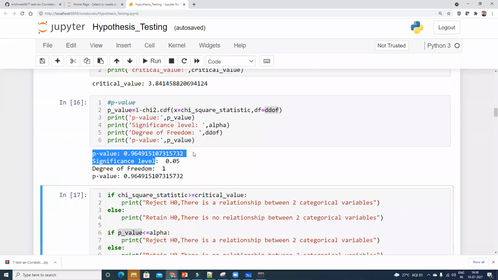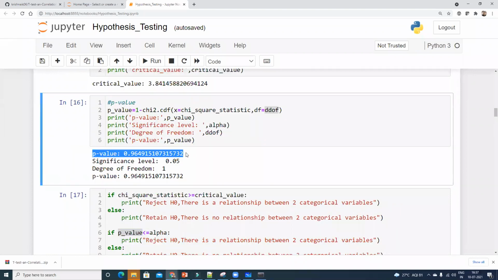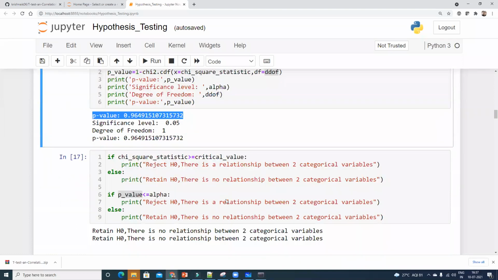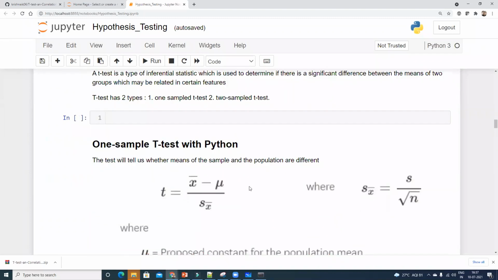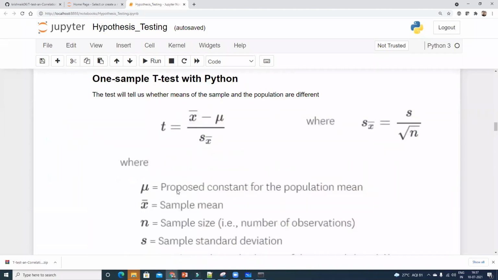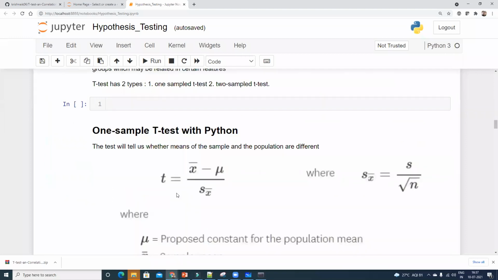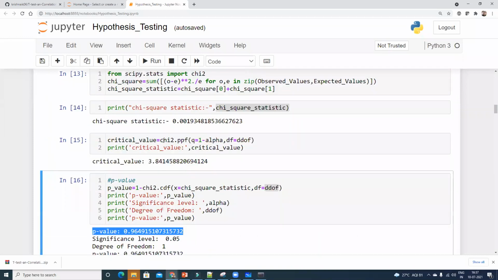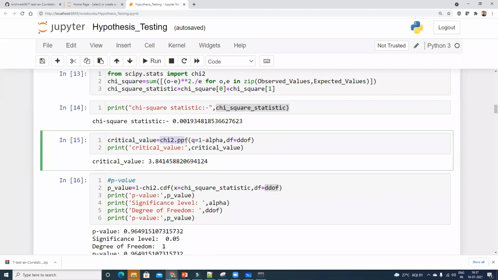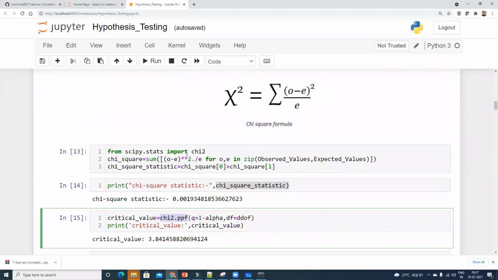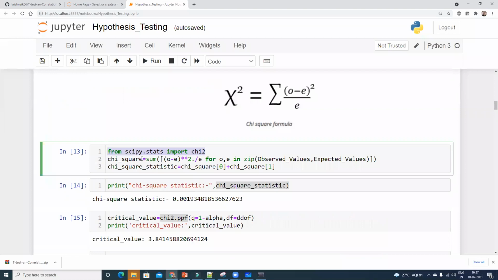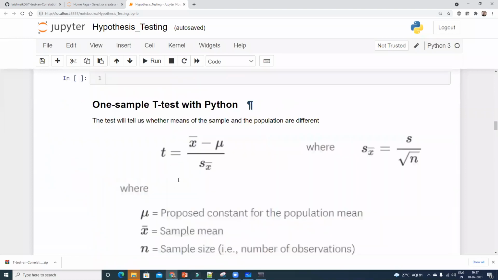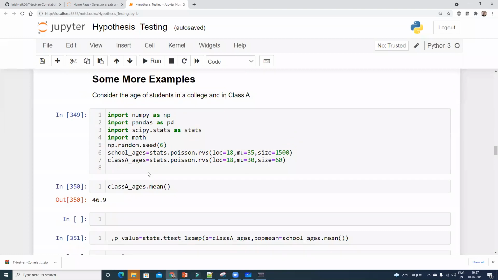P-value basically, guys, this p-value. Clear? Now just try and see about the t-test and whatever we have learned, whether it is correct or not, guys. Critical value is a method defined in the SciPy class, not in Seaborn. This chi2 is coming from where? It is coming from SciPy stats, no? Now just try to see the t-test, z-test and tell me, guys, whether you are able to understand or not.